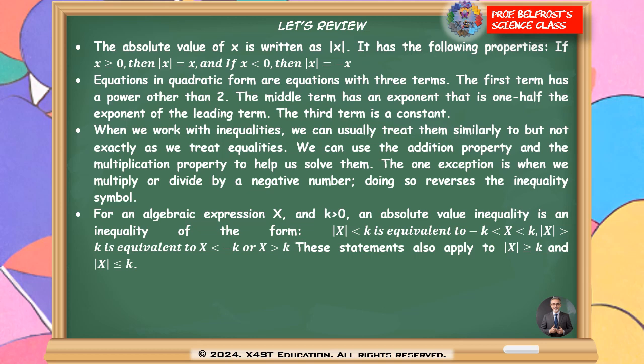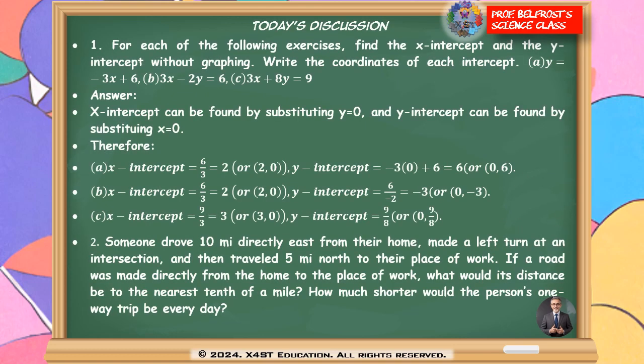and the third term is a constant. When we work with inequalities, we can usually treat them similarly to, but not exactly as, equalities. With addition and subtraction it is the same, but the exception is multiplication and division by a negative number, which makes us reverse the inequality symbol. That's done for the review of the last lesson. Let's move on to today's discussion on problems related to this chapter.